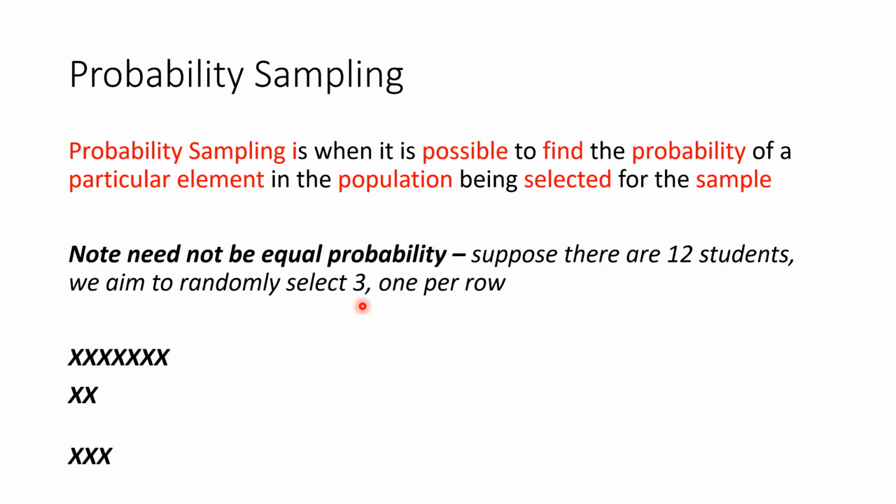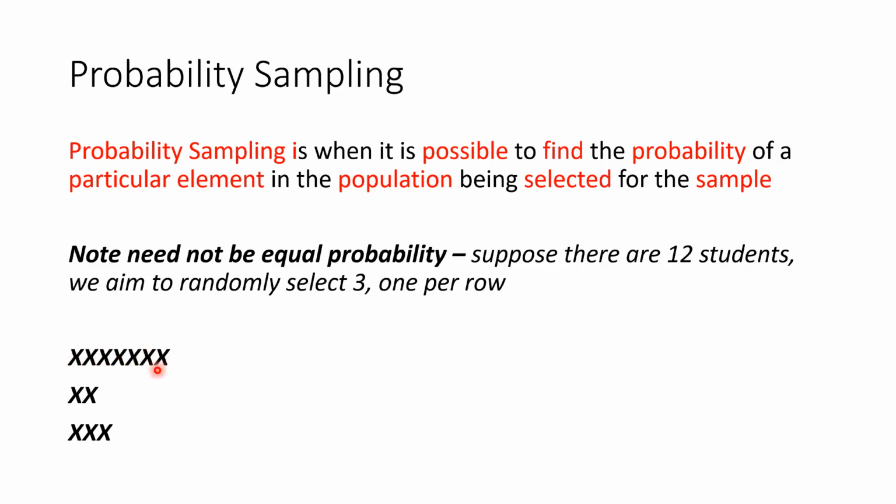So my 12 students are 7 in row 1, 2 in row 2, and 3 in the last row. I'm going to pick 3 students, 1 per row, and I'm doing it randomly. I'm not going to cheat and say I'm definitely taking that one. I'll say there's 7, so I give them each a number: 1, 2, 3, 4, 5, 6, 7. I pick out of 1 to 7.